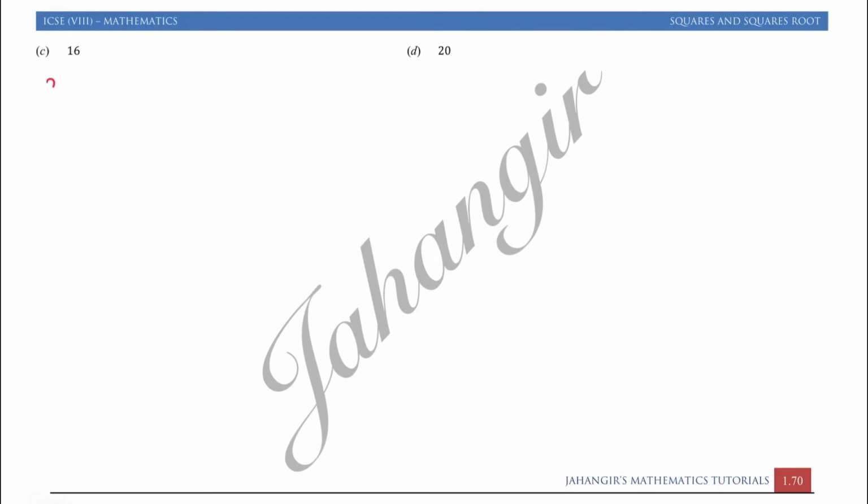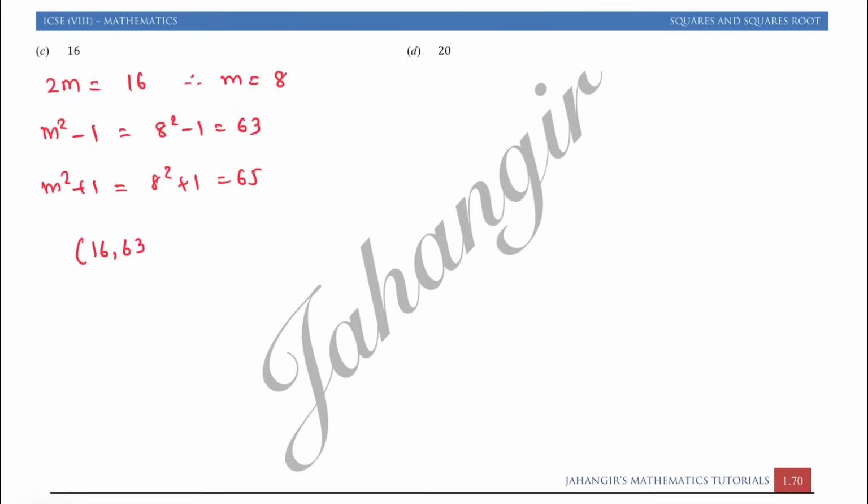Now 16 is 2m. Again, same pattern question. We have to find the Pythagorean triplet, meaning we have to find the lengths of the three sides. So the value of m I get is 8. Now m square minus 1 is another side, that is 8 square minus 1, 63. m square plus 1, that is 8 square plus 1, that is 65. So our three sides are 16, 63, 65. Same way, next, 2m is equal to 20, so therefore m is 10.